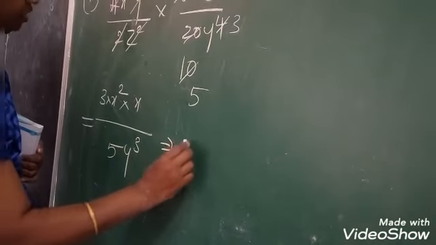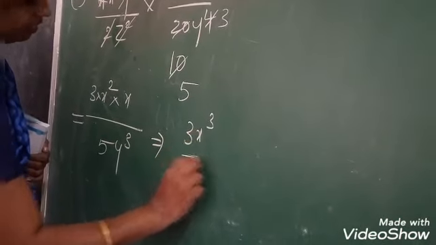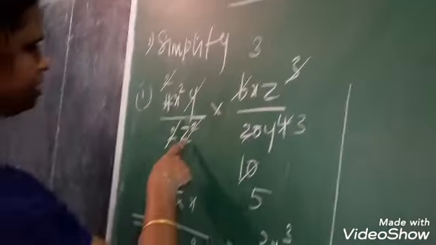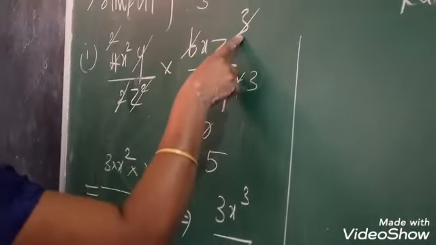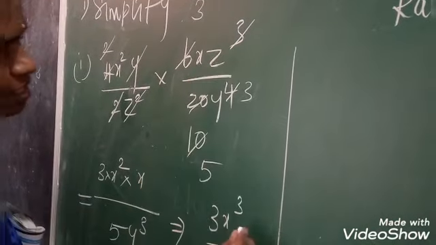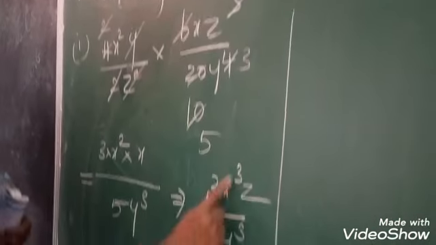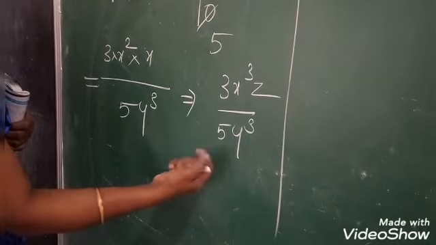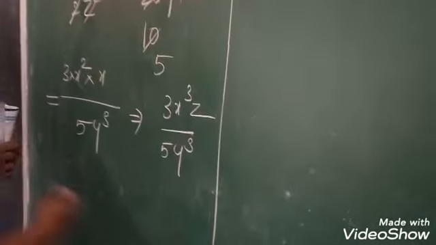Now you have to simplify 3x power 3 divided by 5y cubed. See girls, z squared and z cubed: z squared cancels, the remaining one z is there. So 3x cubed is divided by 5y cubed. Write the remaining reduced form in the answer. Okay girls, see the second sum.